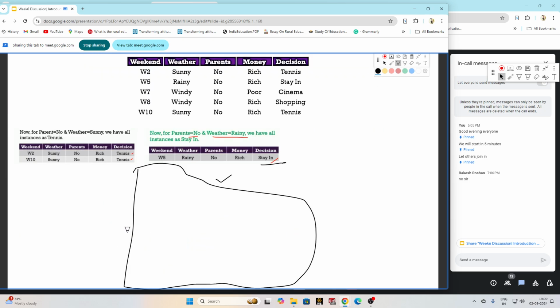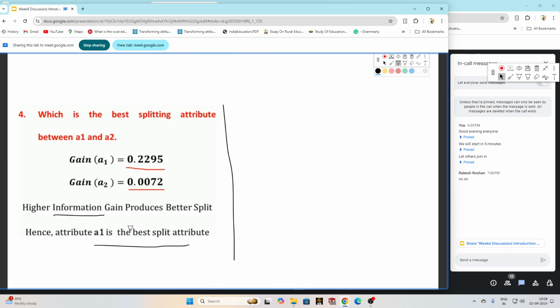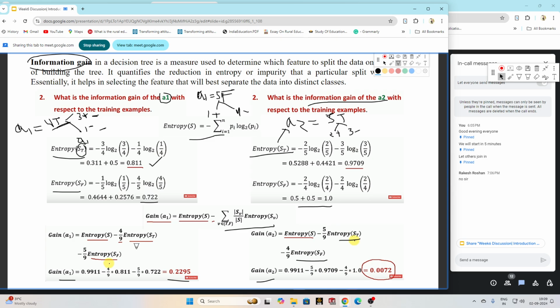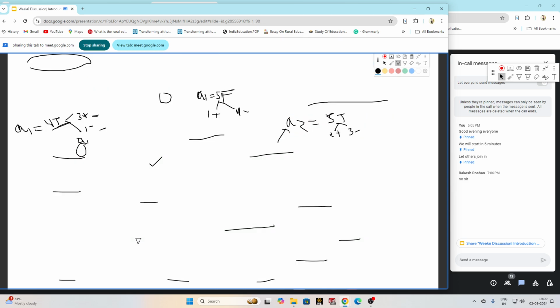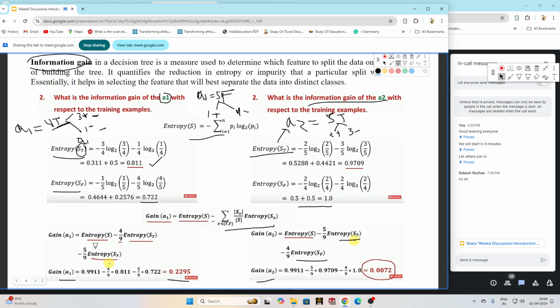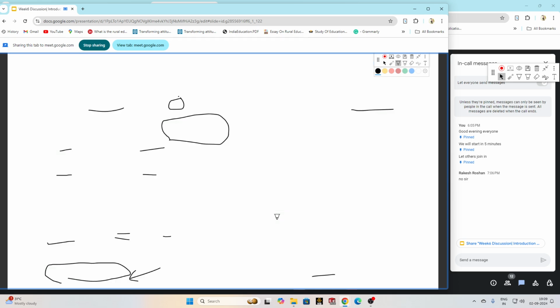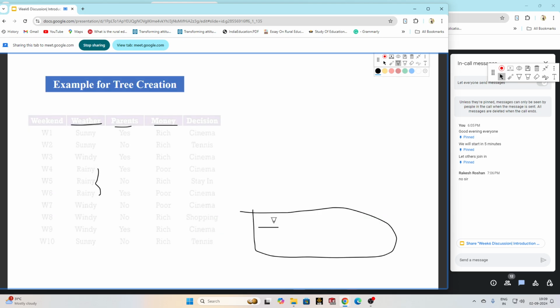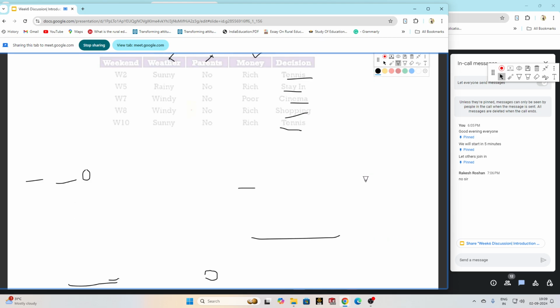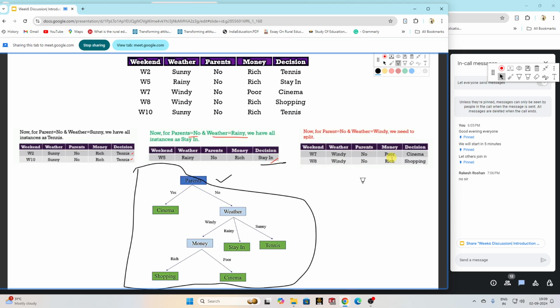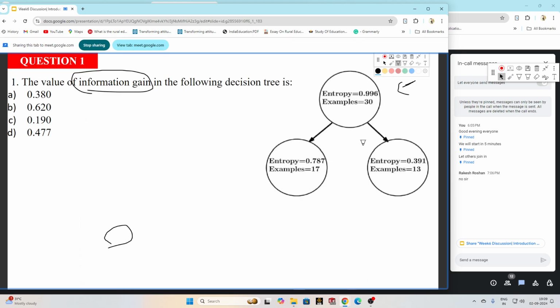Again, let me show you the formula. Yes, this is the information gain formula, that is entropy of the whole set minus cross entropy. So that is the formula of the information gain. So entropy of the whole example or whole set is given as 0.996. Now we have to find out the cross entropy.